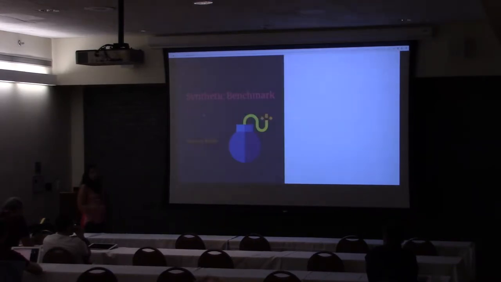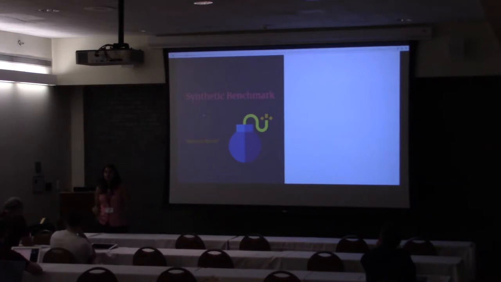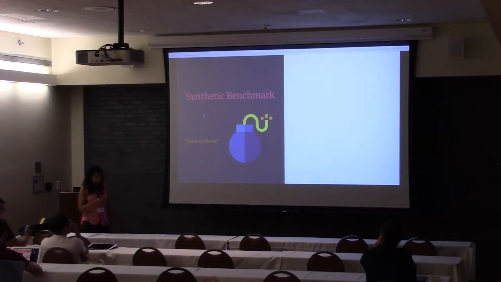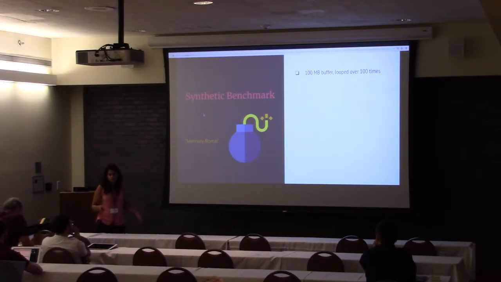Before I go into the experiment, I want to talk about the synthetic benchmark that we created, so that we had complete understanding of what we were running. We started by creating a 100 MB buffer array, and we just looped over it 100 times. So in one of our experiments, we were accessing almost 10,000 megabytes. We wanted to create low cache locality. What do I mean by low cache locality? It's that every time I access something in this array, I should get an L3 miss, and I should have to access the main memory.